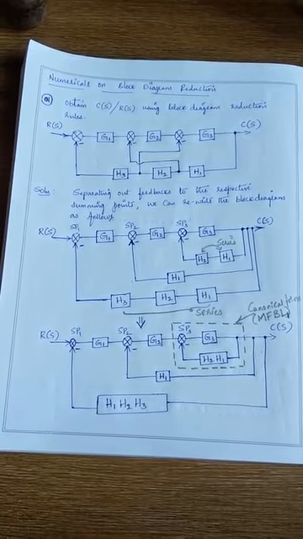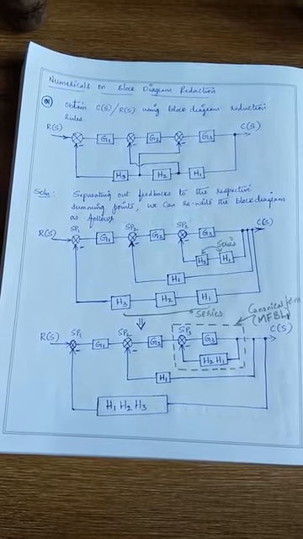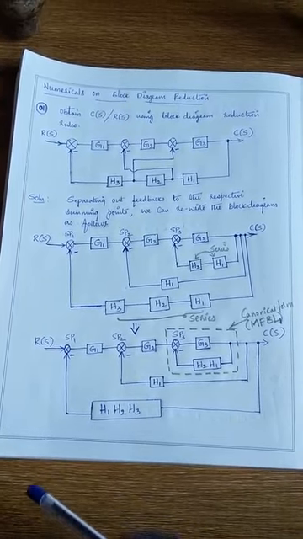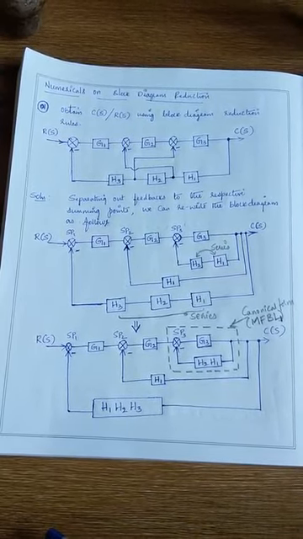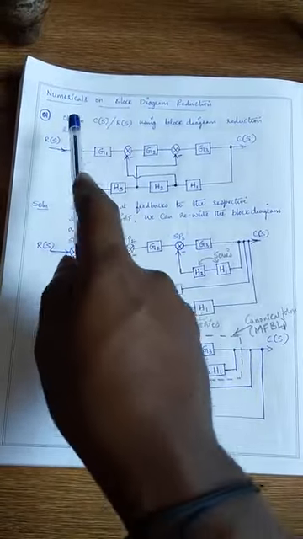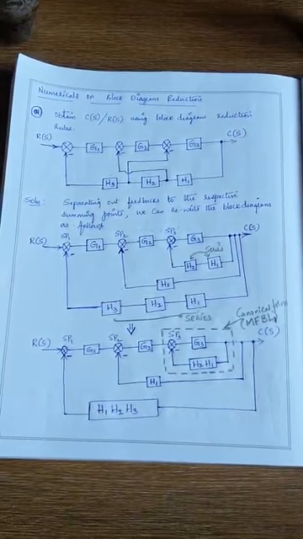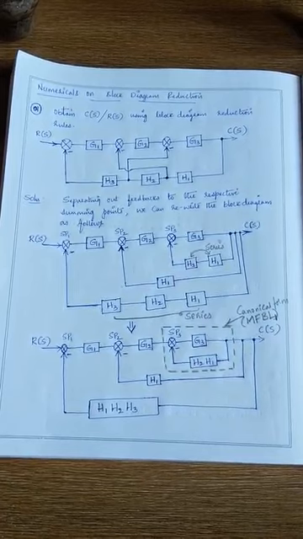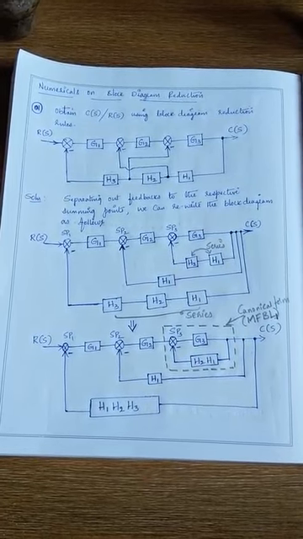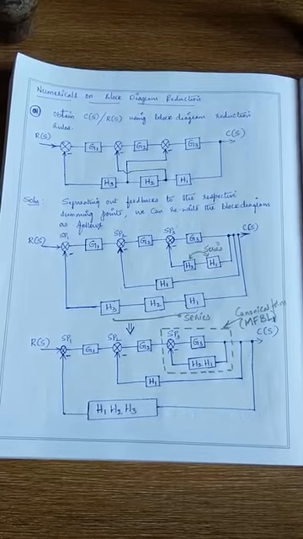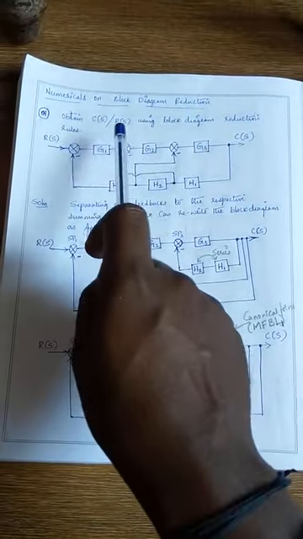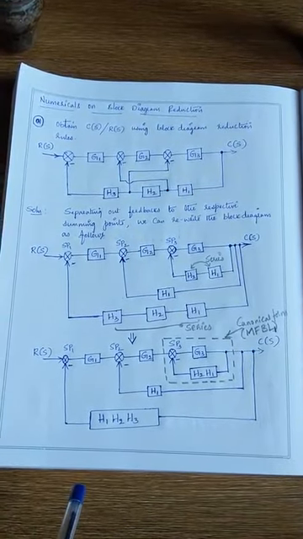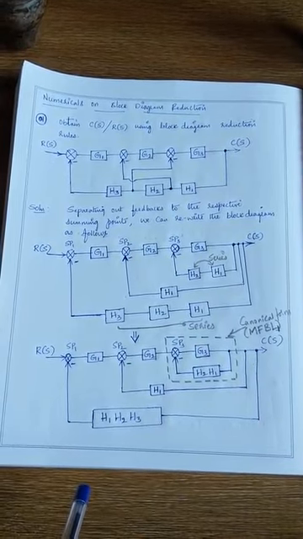So around 11 rules we discussed. Now all these rules can be applied to reduce the given complex block diagram. Let us take up a problem. It is given that obtain C of S by R of S using block diagram reduction rules. That means we have to use only those 11 rules to reduce the block diagram, and we know C of S by R of S is the Laplace transform of output to the Laplace transform of the input, which is nothing but the transfer function of the given block diagram.